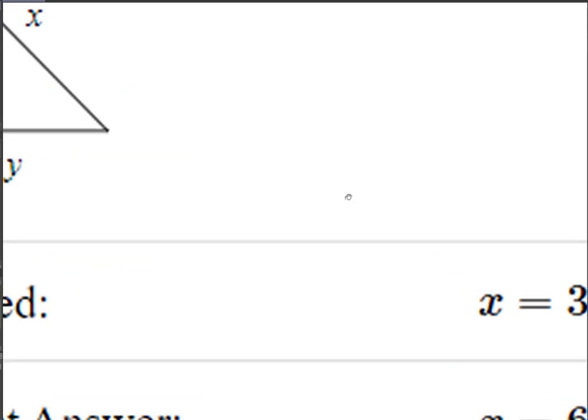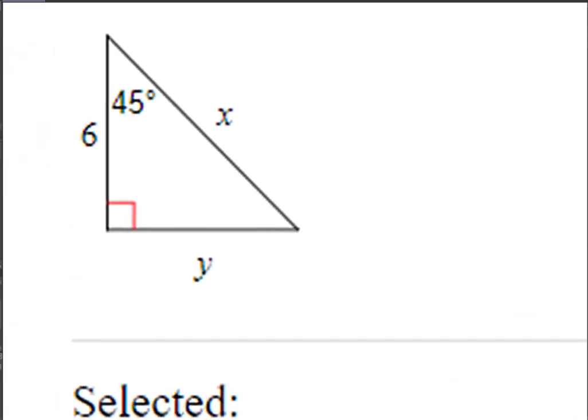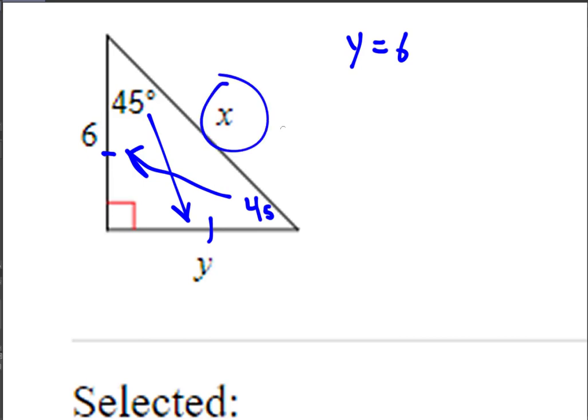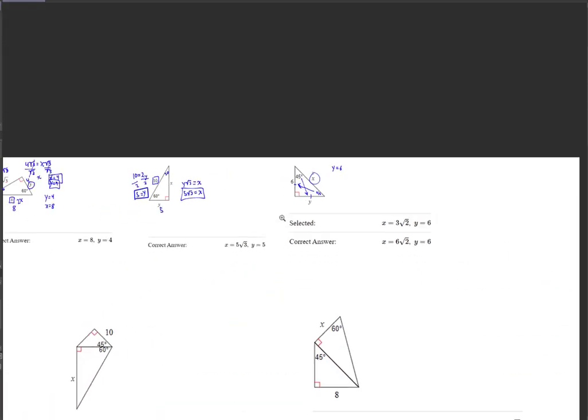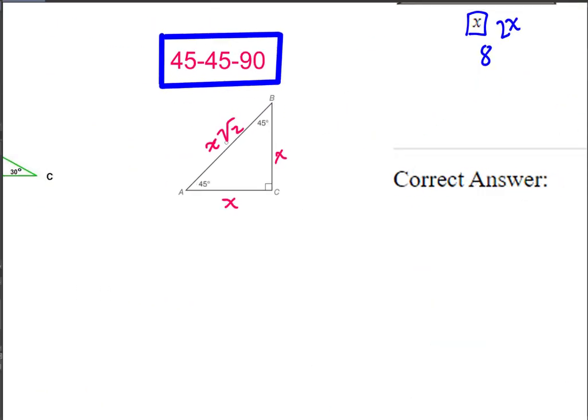So with 45-degree triangles, we've got to remember the relationship. Remember that these two here are the same because it's an isosceles triangle. This is a 45-degree, so this one and this one would have to be the same. They're congruent. And so y then is going to be equal to 6. Now we also know that this value here, how do we get that value? According to our theorem, we get it by multiplying whatever our length is by the square root of 2.